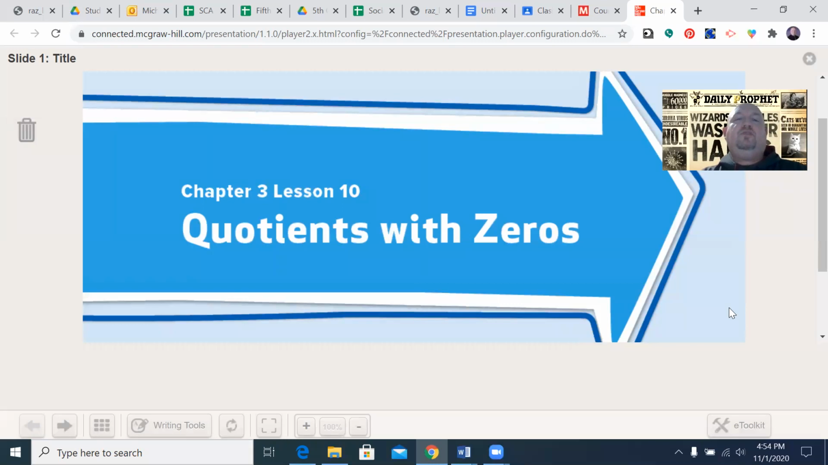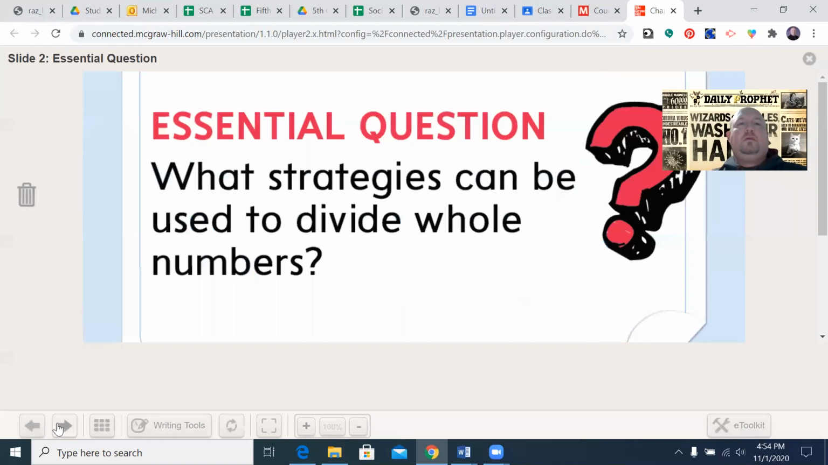Today's episode, Chapter 3, Lesson 10, Quotients with Zeros. Our essential question in Chapter 3 remains, what strategies can be used to divide whole numbers?